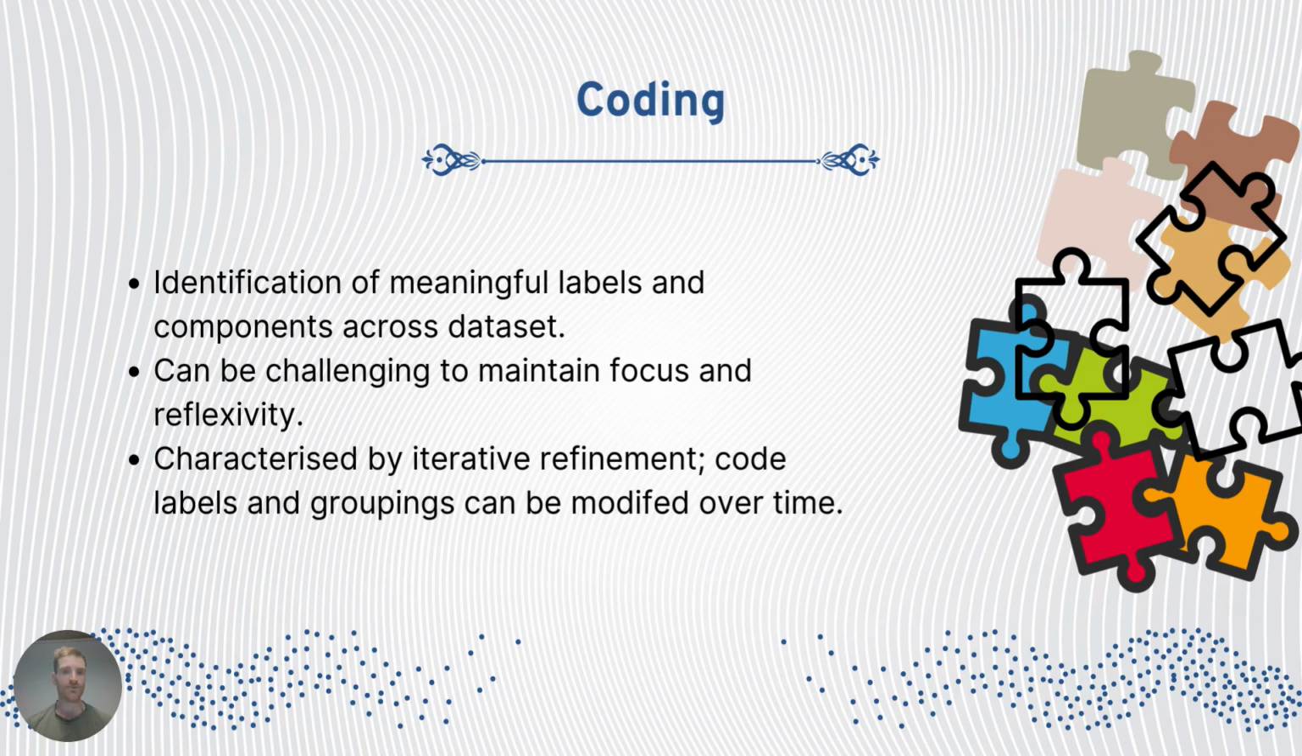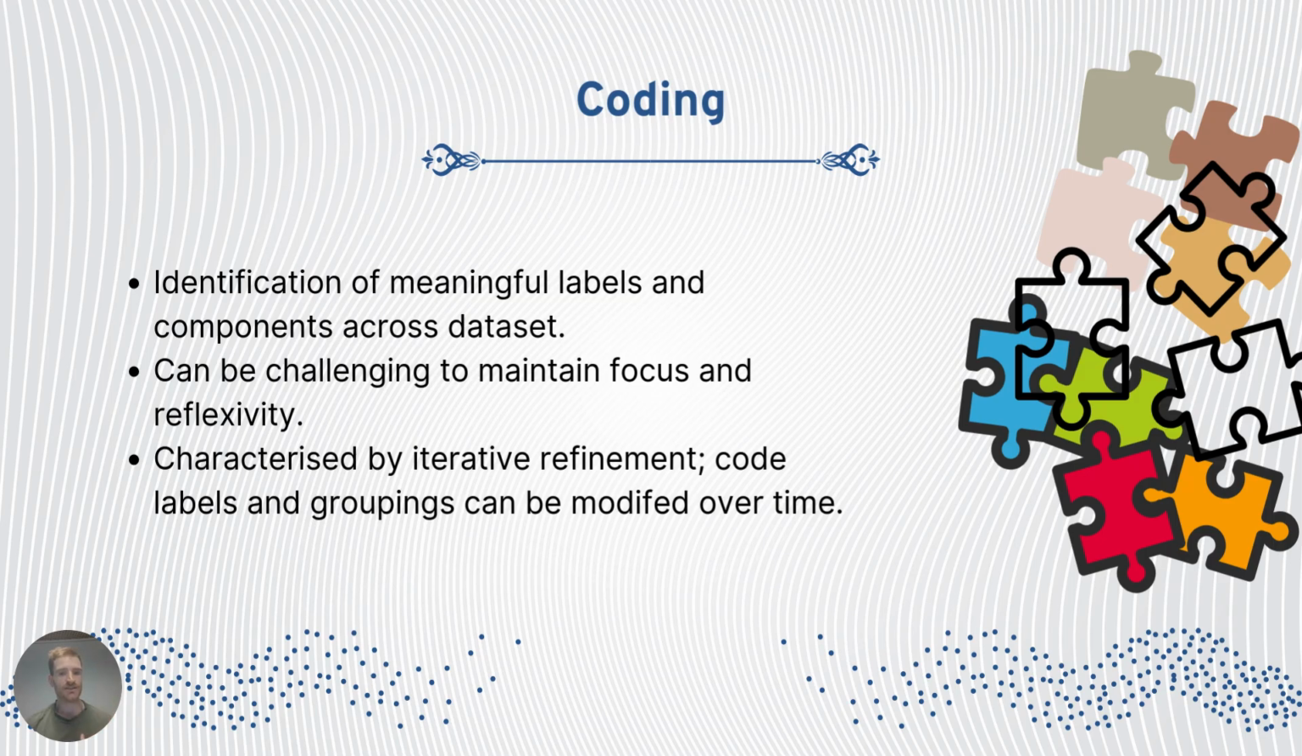Now, the next step is coding. This is where we read and we start to generate codes. At this point, we won't necessarily remember specific quotes, but we've got an overall feeling from familiarizing ourselves with the data, and we'll have a sense of any patterns that might be developing from the data. So these codes are the development of meaningful labels and components across the data set. So we start to identify specific meanings on the surface of individual phrases, sentences, or statements.